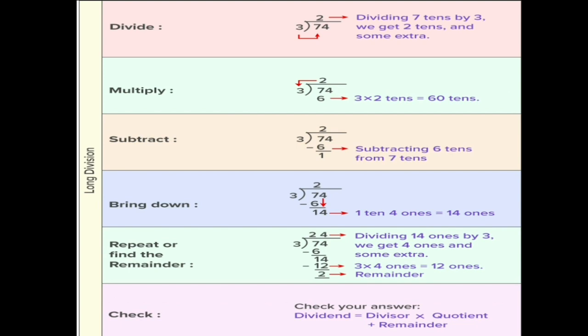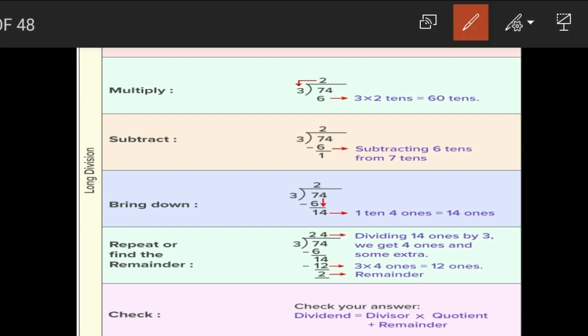The first was divide. You can see if the question is divide 74 by 3, we are dividing 7 tens by 3, we get 2 tens and some extra. That is 3 twos are 6. In the second step we multiply. The first was division, the second is multiplication. So 3 twos are 6 means we are multiplying. After multiplying we are subtracting. The answer 6, we subtract from 7 and we get 1.